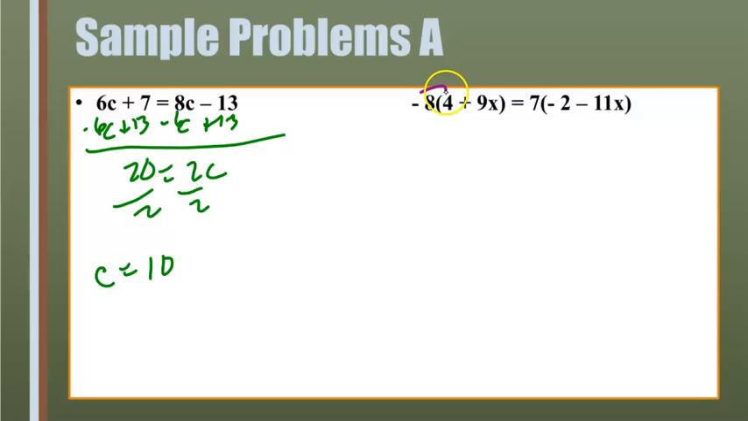Next, here I need to distribute. Negative 8 times 4 is negative 32. Negative 8 times 9x is negative 72x. Equaling, distribute the 7. That's going to give us negative 14 minus 77x.